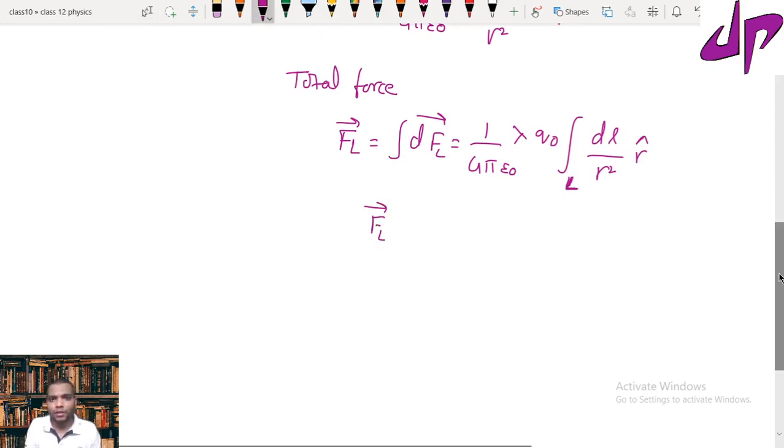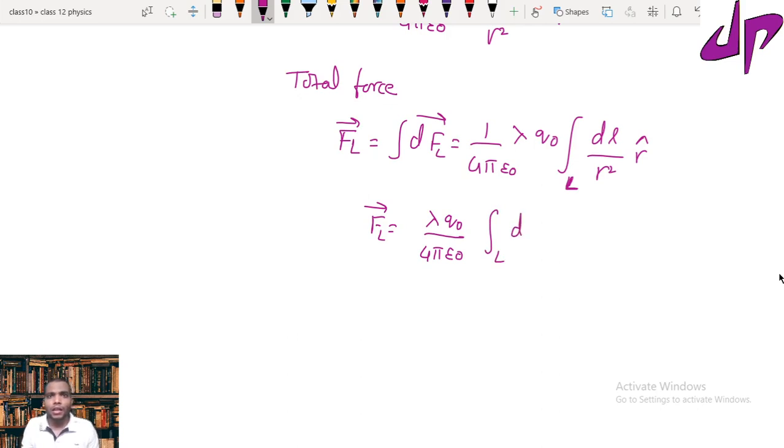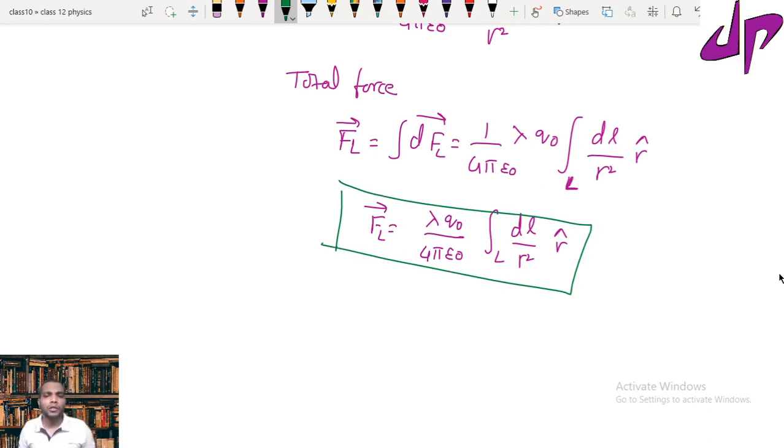So we can write finally the above expression in a neat manner. F suffix L, the force due to the line charge distribution, equals lambda times q naught upon 4 pi epsilon naught, integral, a line integral since it is a linear charged object, dl by r square, and this force is along the r vector direction. So this expression helps us find the force at that point because of the whole object. Once you find the force, it is easy to find the electric field also.